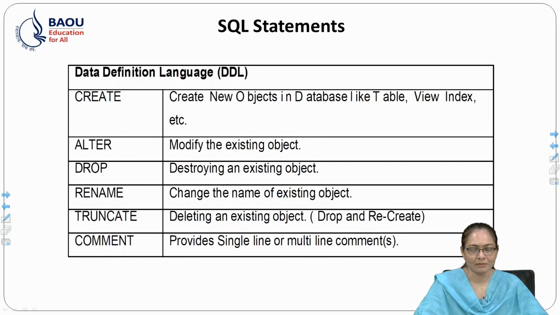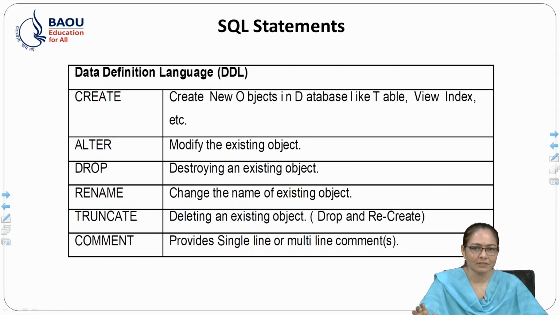First is the create command. Create command is used to create a new object in the database. An object means the table, view, index, etc. Now the next one is the alter command. Alter command is used to modify or change the data type and size of an existing object. The drop command is used for destroying the existing object, means drop the table with whole structure and all the data. Rename command is used to change the name of an existing object.